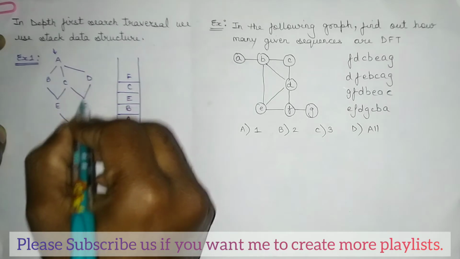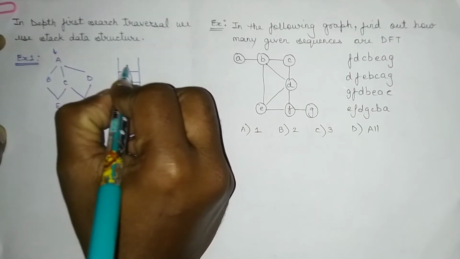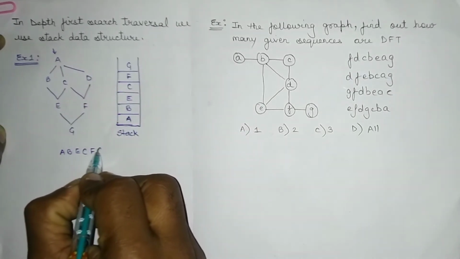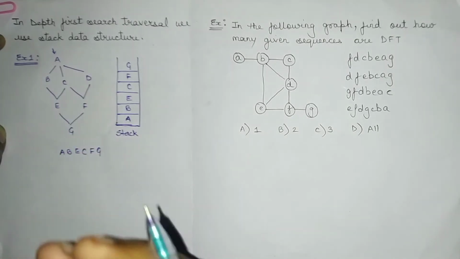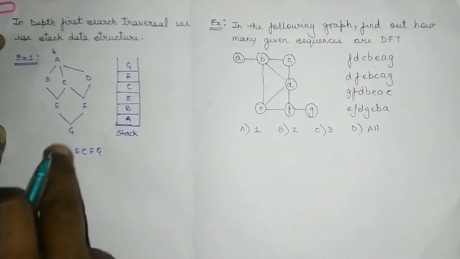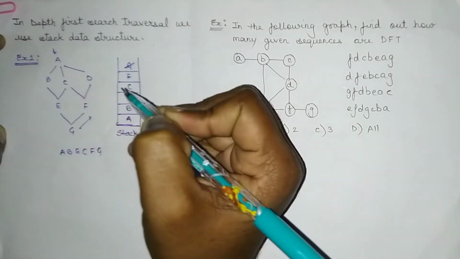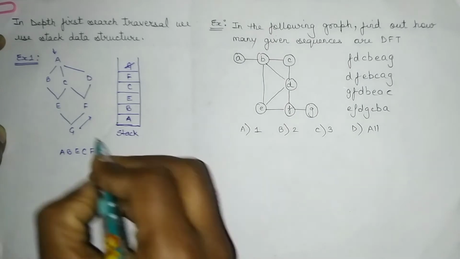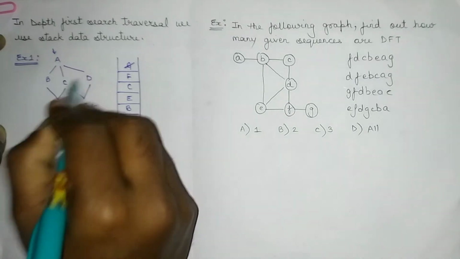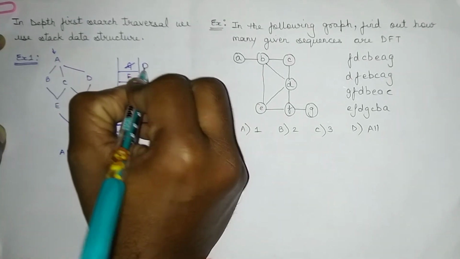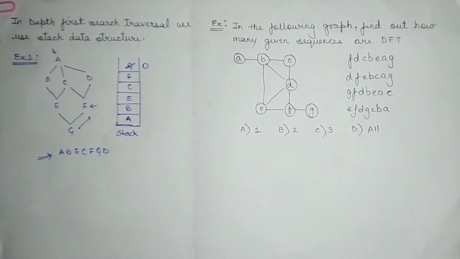After F, you can see that there are two possibilities. One is G, another one is D. Let's say I am printing G this time. So G will be printed. Now you can see that there are no more adjacent to G which are not traversed. So we will be backtracking. After coming to G, we will be backtracking, and this will be popped out, right? This will be deleted. After coming onto F once again, we will see what possibilities are left. Here you can see that D is left, so I will be using D this time. This is one possibility of depth first search.